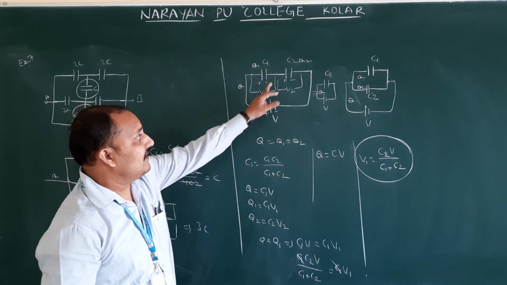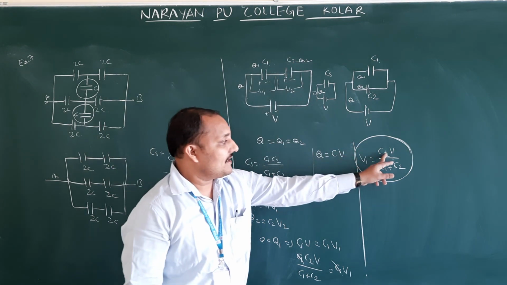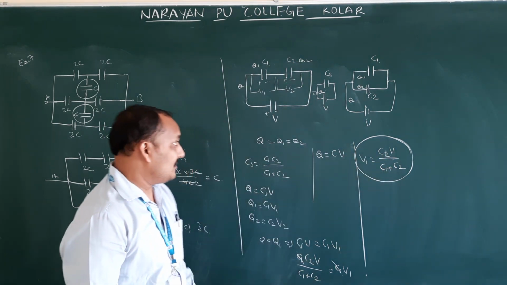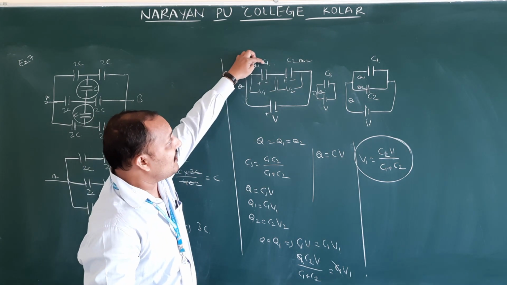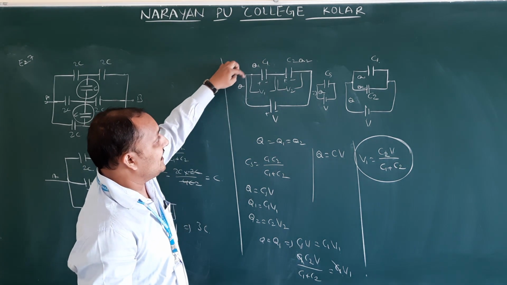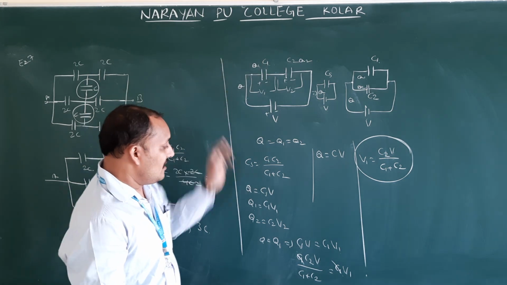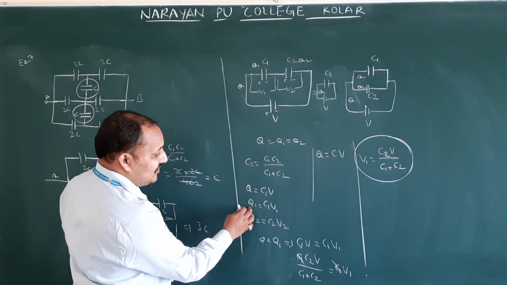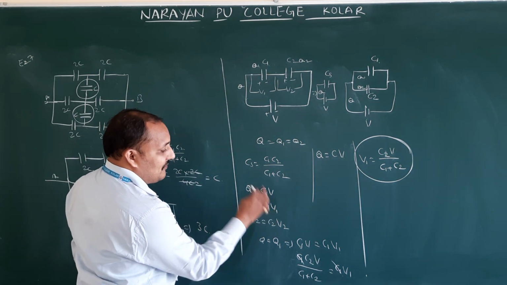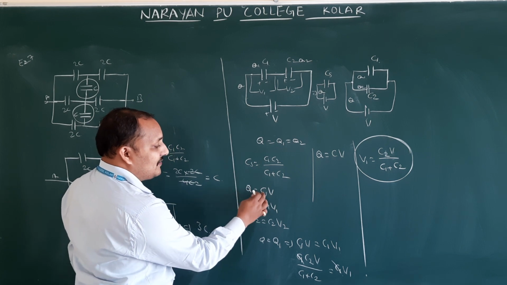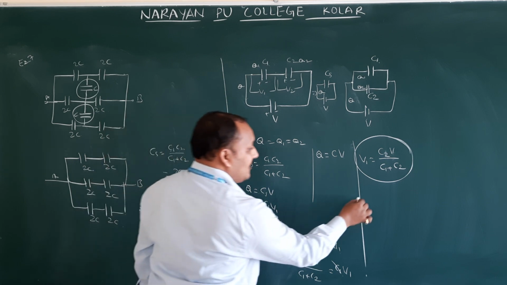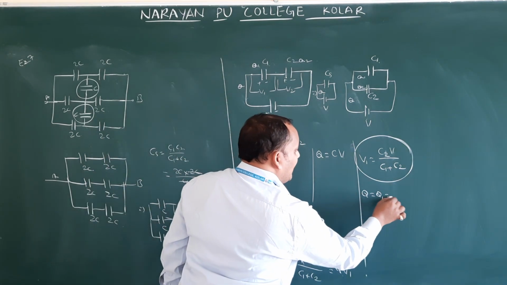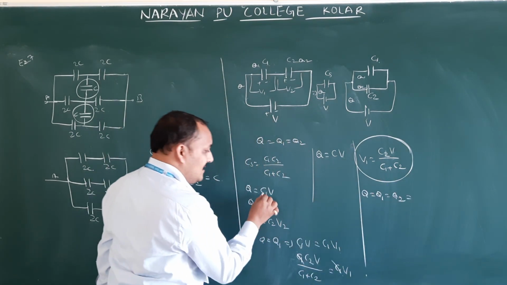Whenever they are asking V1, we should take this one: C2 V by C1 plus C2. What is the charge Q1? Or charge on C2, charge on C1, or how much charge is entering? All are same. Q1, Q2. So what is Q1? We can write here. Q1 is equal to C1 V1. Otherwise, Q is equal to CS V. So Q, Q1, Q2 all will be same only. Therefore, Q, Q1, Q2 is equal to CSV.